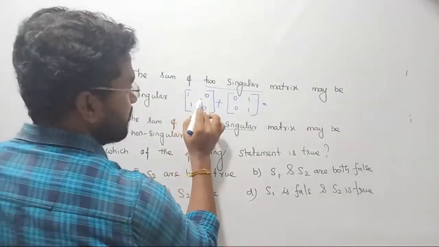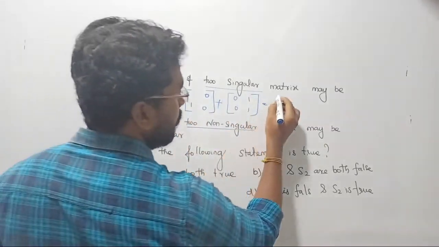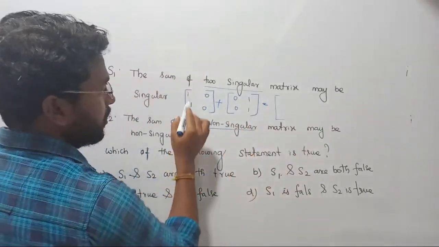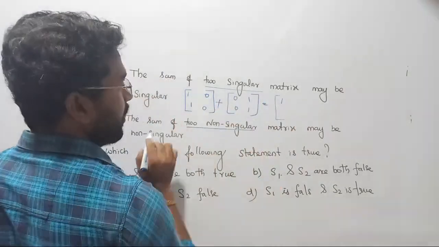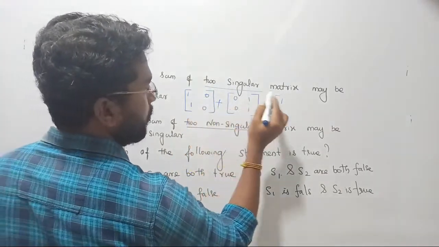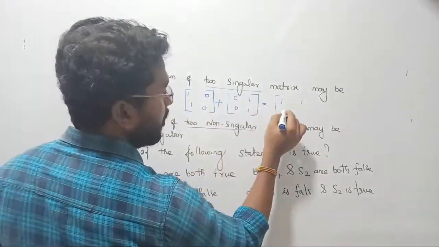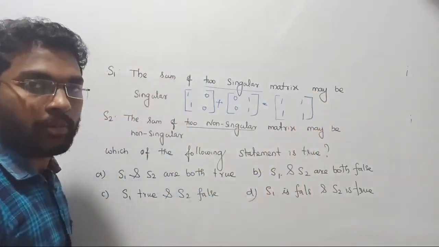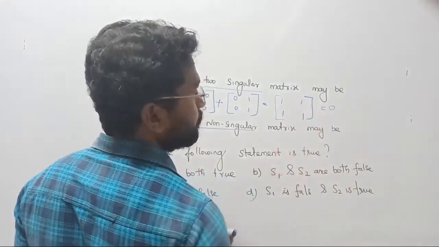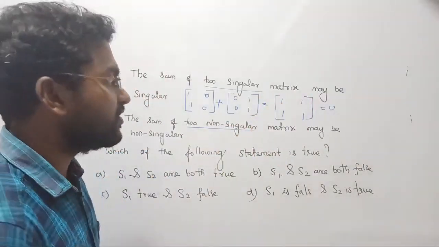So I am just selecting those two singular matrices and let me group them together. If I group them, then 1 plus 0 will become 1. Similarly, 0 plus 1 will become 1, 1 plus 0 will become 1, and 0 plus 1 will become 1. Can you please find out the determinant for this matrix? That is also going to be 0. So what is the conclusion?